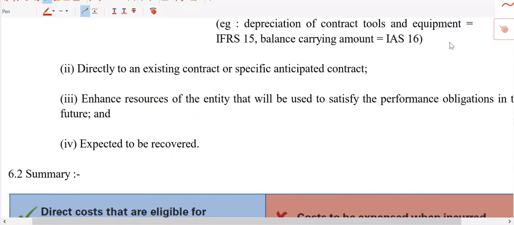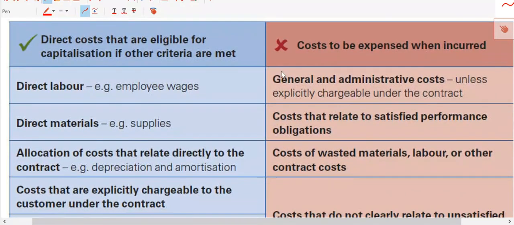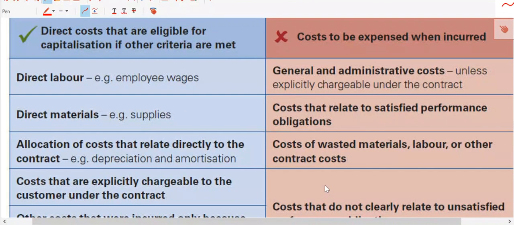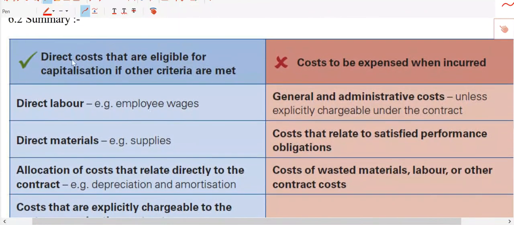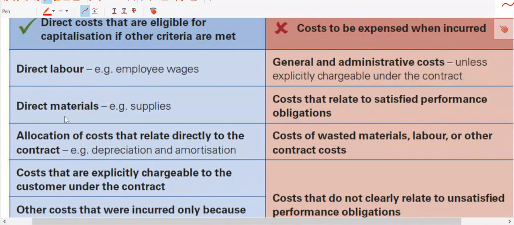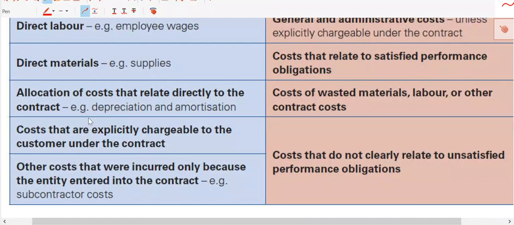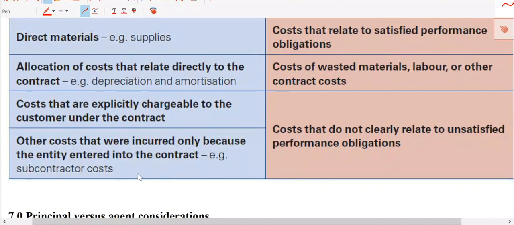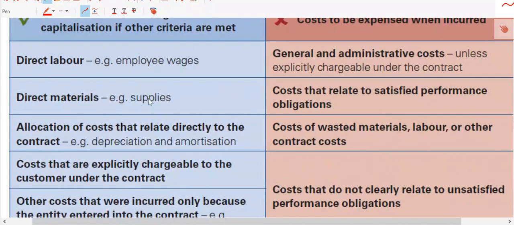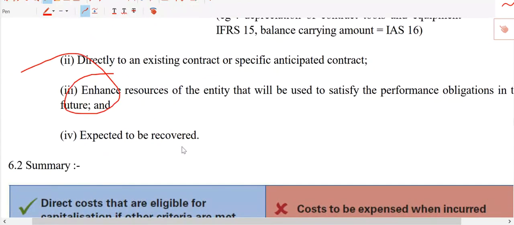Let me find the table again. This is the table here. We have blue on the left side, and what color is this? Light maroon or something on the right side. Okay, let's look at the blue one. These are the cost of sales on the left side: direct labor, direct material, production overhead like depreciation and amortization, costs that are written in the contract that the customer will have to pay, and finally other costs incurred because the entity entered into the contract, for example subcontractor costs to enhance our resources.